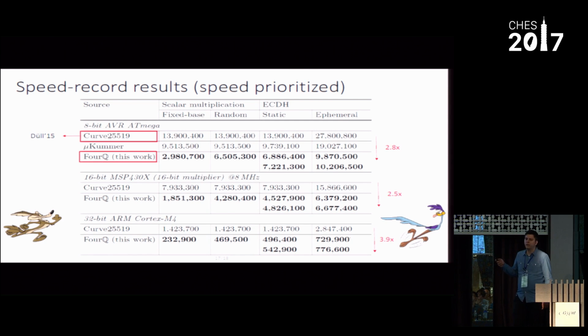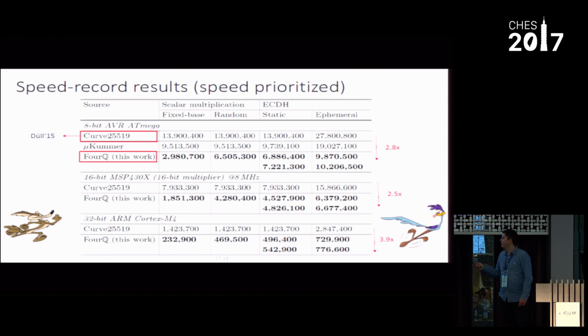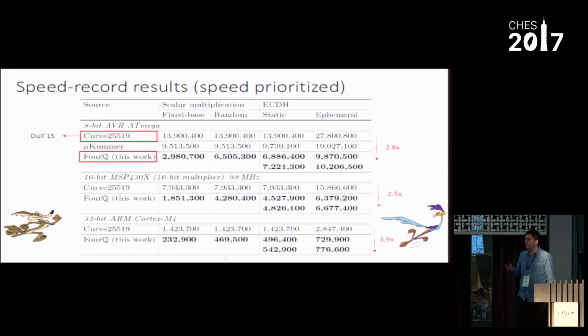And for the comparison with curve 25519, there's a result from 2015 by Düll et al. We got a 2.8 speedup on AVR, a 2.5 speedup on MSP, and a nice speedup on ARM of 3.9 times faster for the ephemeral Diffie-Hellman computation.